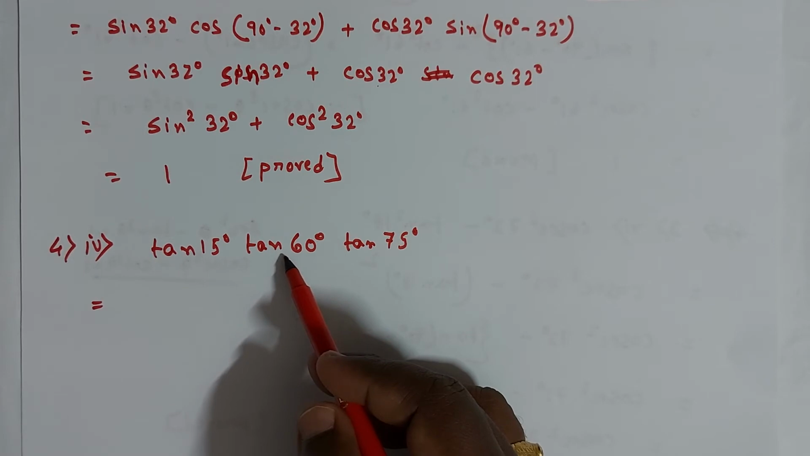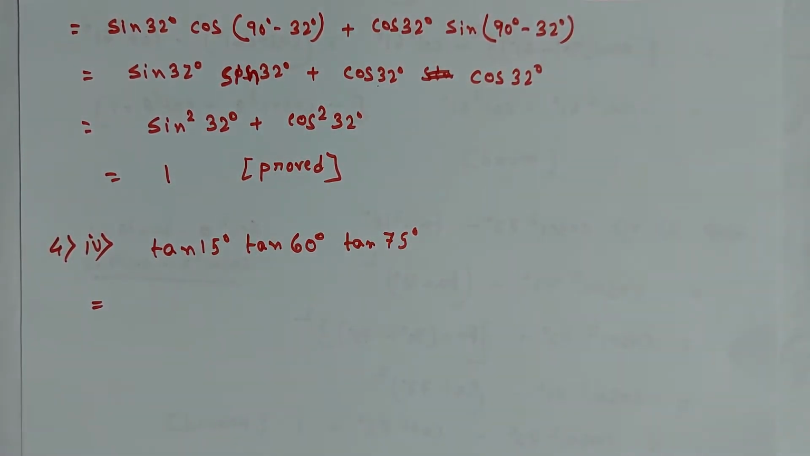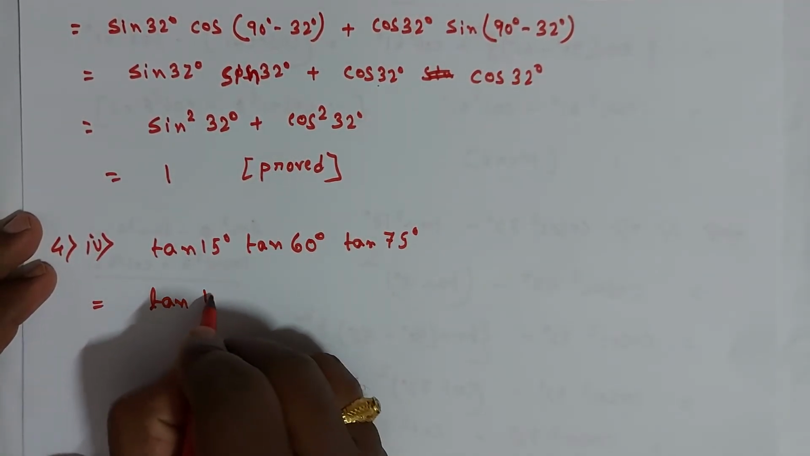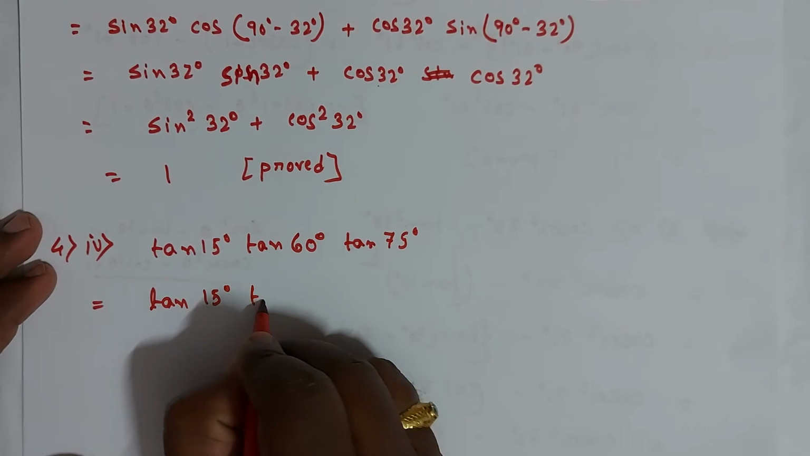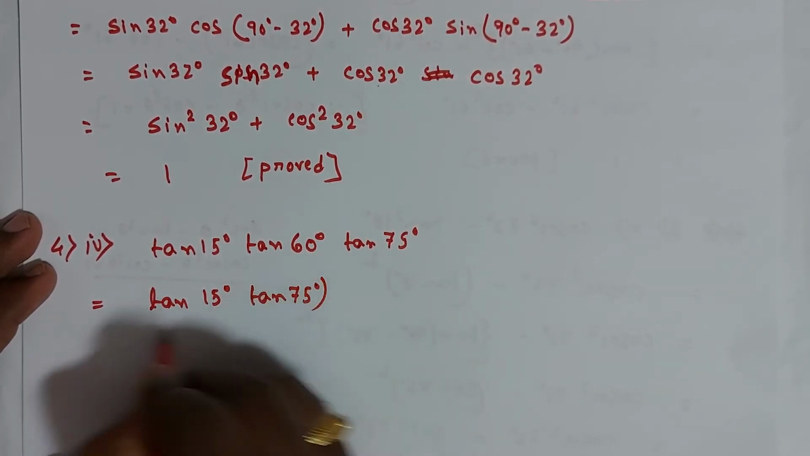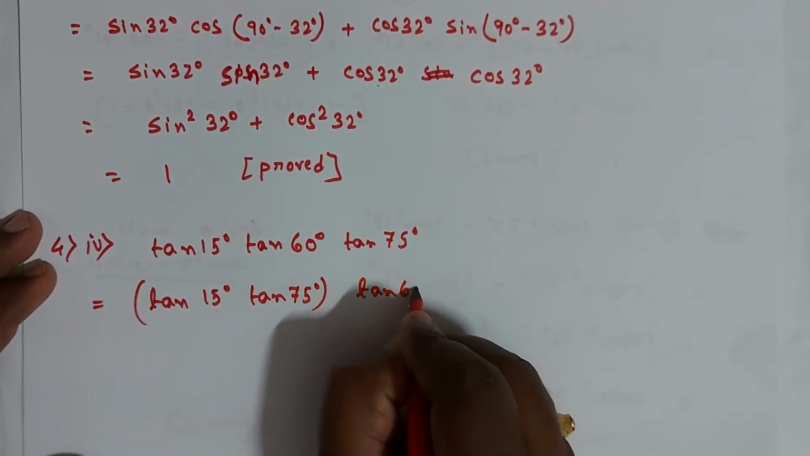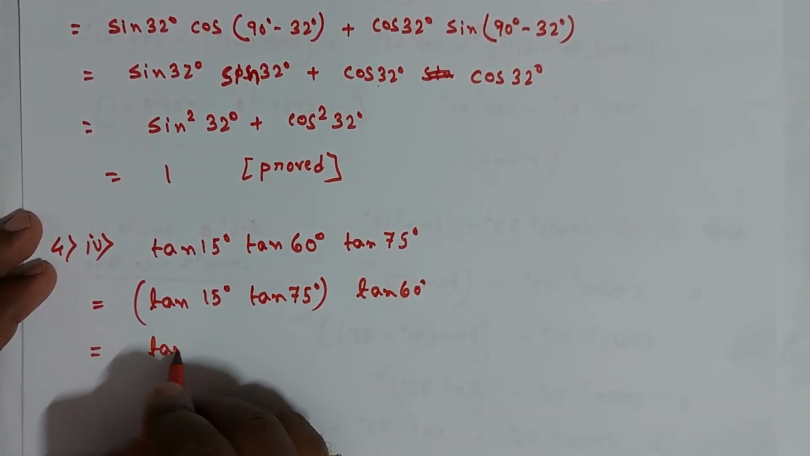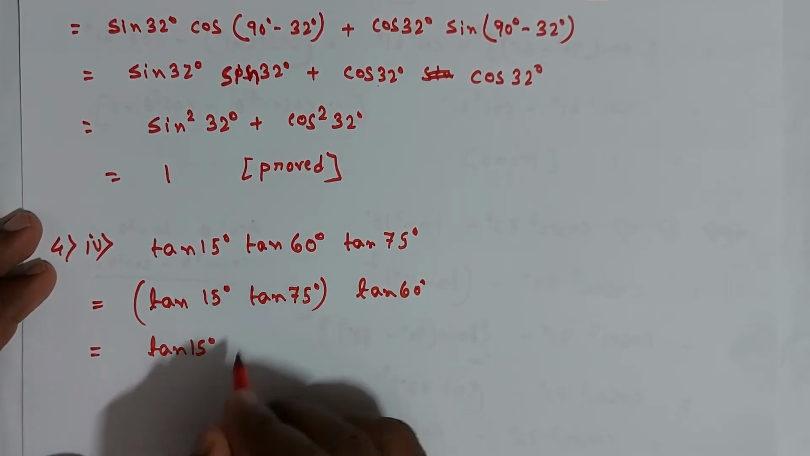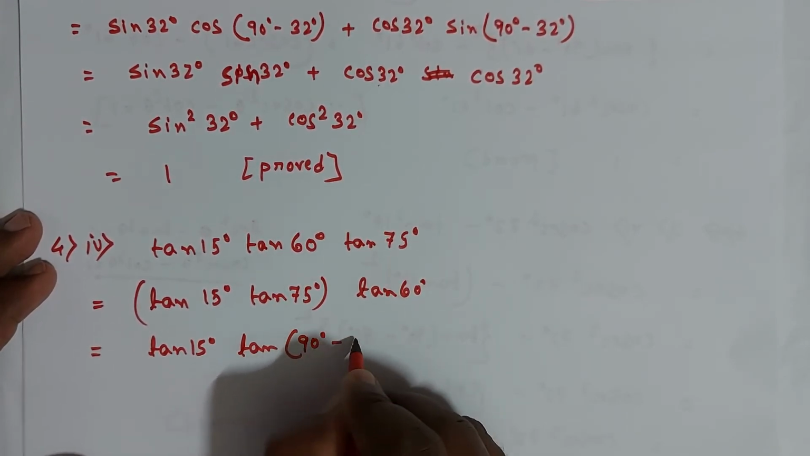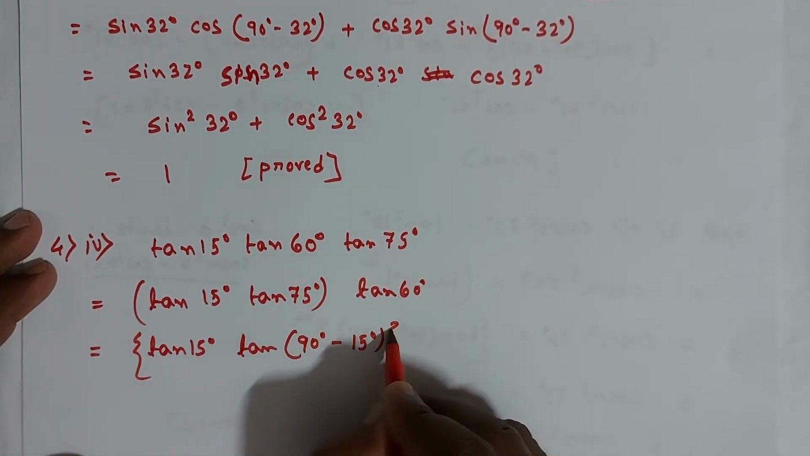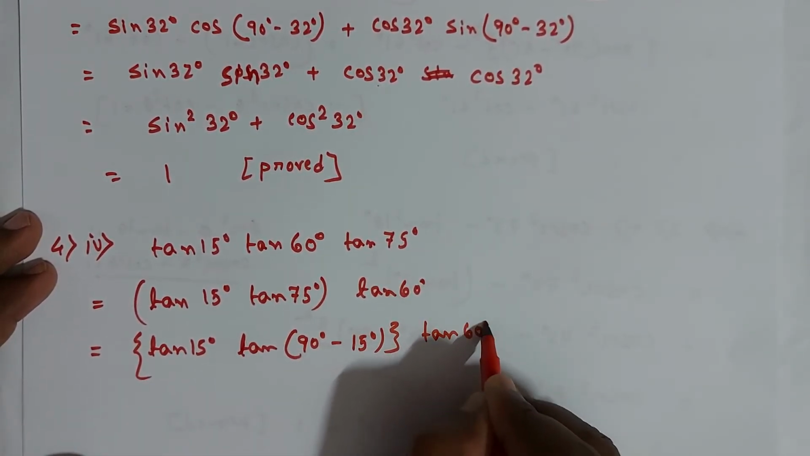So we need to prove that tan 15 into tan 75 equals 1. First of all, make them a pair: tan 15 degree into tan of 75 degree, and separate tan 60 degree from this, because tan 60 is already root 3. Now tan of 75, we can write this 75 as 90 minus 15 degree, isn't it? So we have written it like that. This is tan 60 degree.